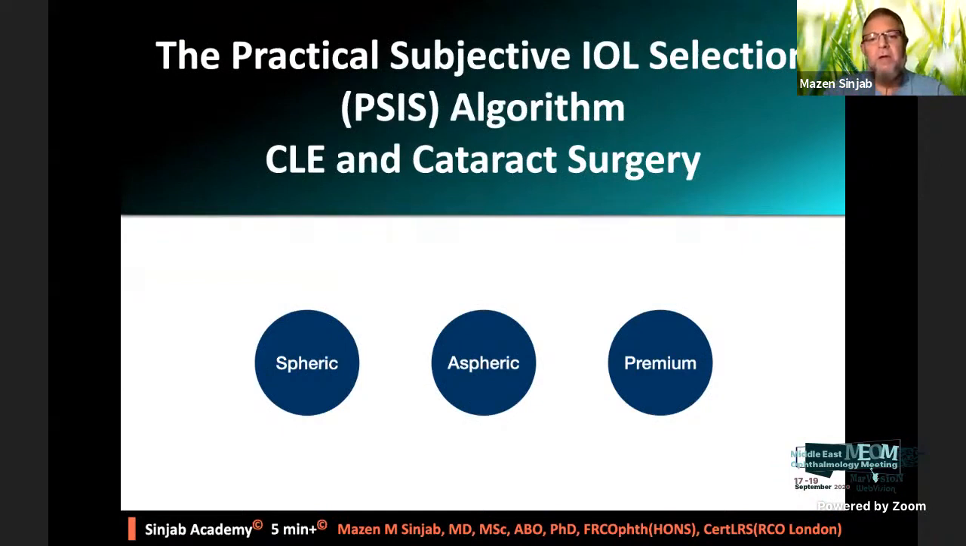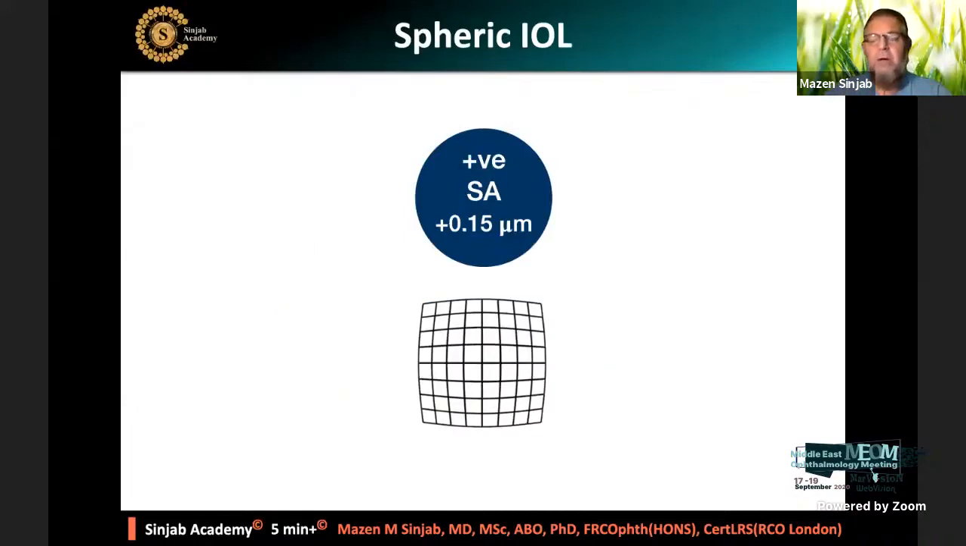As we know, there are three types of intraocular lenses that we implant during cataract surgery or in lens-based refractive surgery, particularly clear lens extraction and premium IOL implantation. These three types are spheric, which is the old one, the aspheric, and the premium lenses. The spheric provides by default positive spherical aberration, which is around plus 0.15 microns.